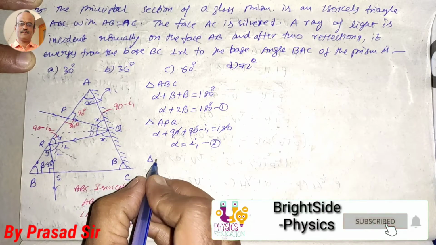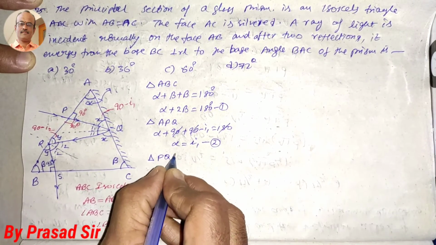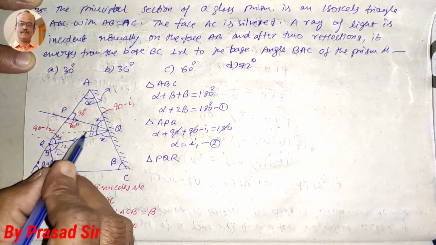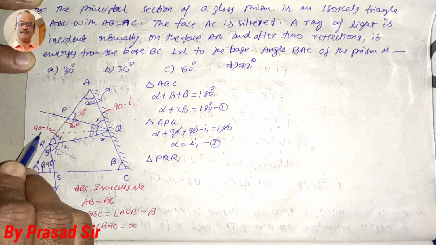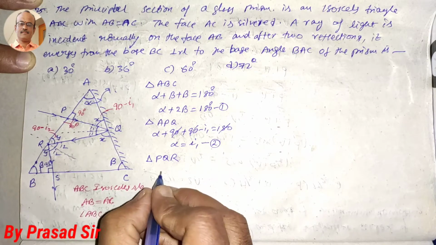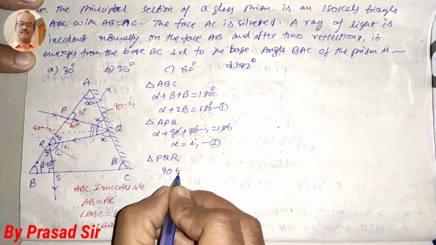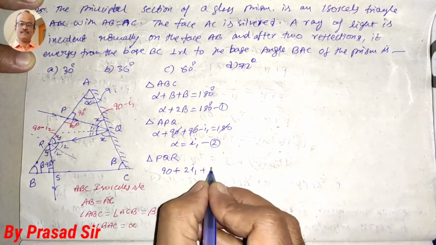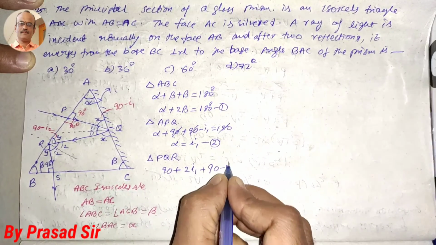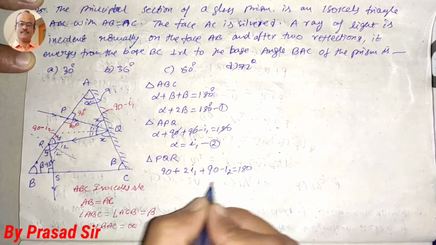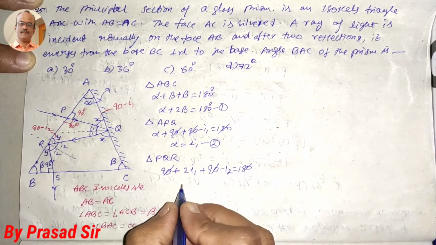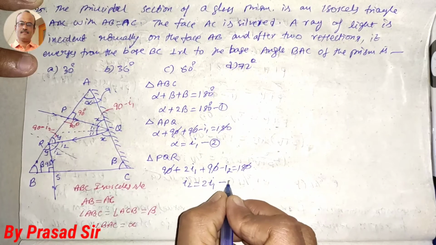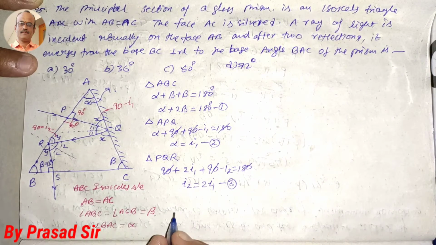Now the triangle PQR. In the triangle it is 90, it is I1, and it is 90 minus I2. This is I2. So that means what happens here? 90 plus 2I1 plus 90 minus I2 is equal to 180. Again 90, 90, 180 cancel. So here I2 is equal to 2I1. This is another important notation.